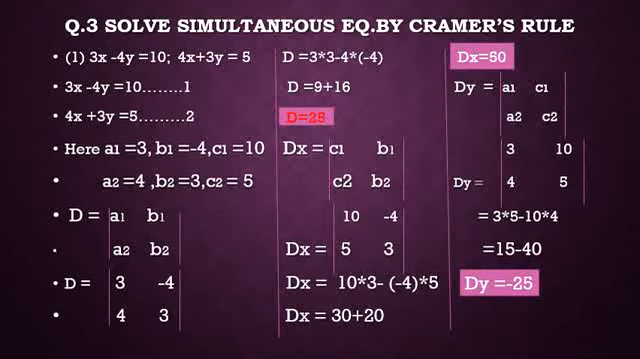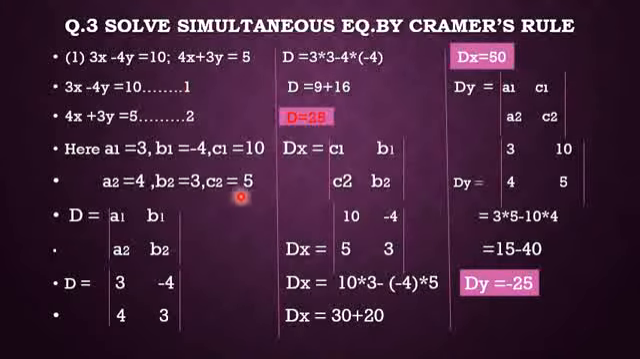Then next, question number 3 is very important. That question is asked in the question paper for 3 marks. Solve the simultaneous equations by Cramer's rule. Cramer was a mathematician. Two equations are given. We can solve by the determinant method. Find the solution x, y.